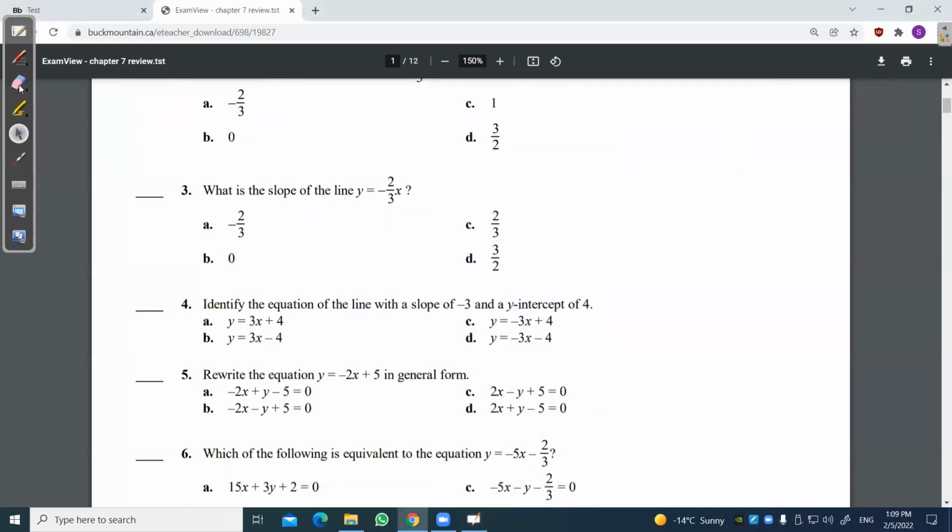Anyways, let's keep going with these. This one's pretty simple. What's the slope? It's a minus 2 over 3, right? Okay, for 4, give me a letter. We need an equation that has a slope of minus 3, y-intercept of 4.